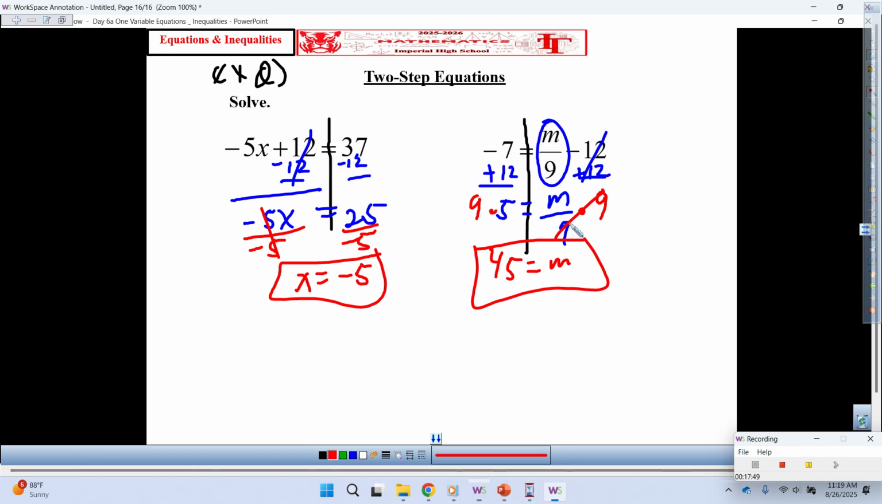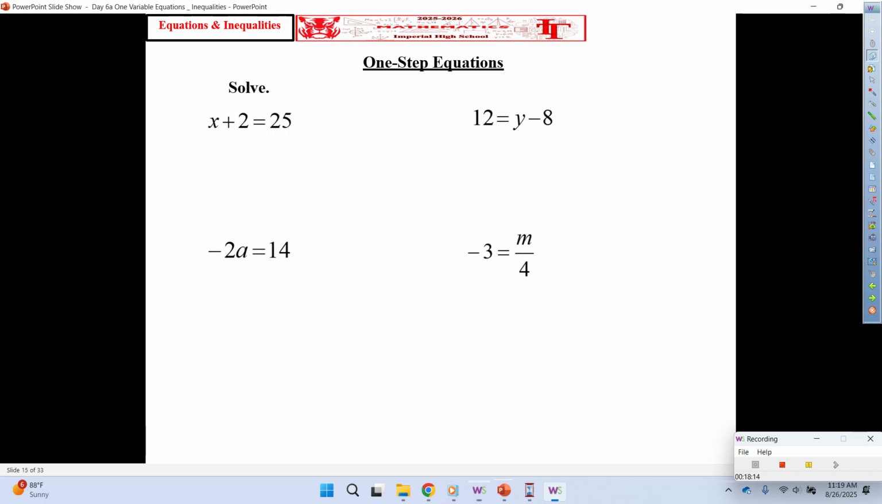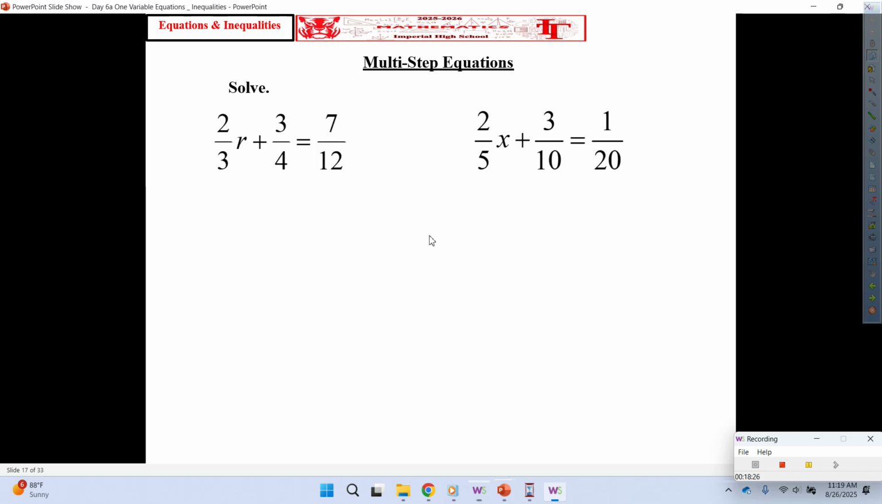How are we doing? Good, yes? All right. From 1 to 5, how comfortable are you with these? Is it coming back? All right, let's crank it up a little bit. Y'all ready? So these were one step, but these are two step. And now we are going towards multi-step.